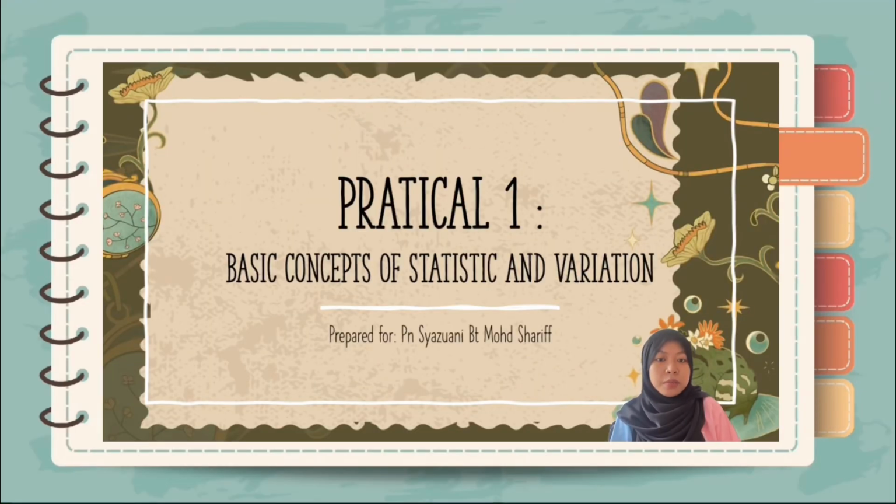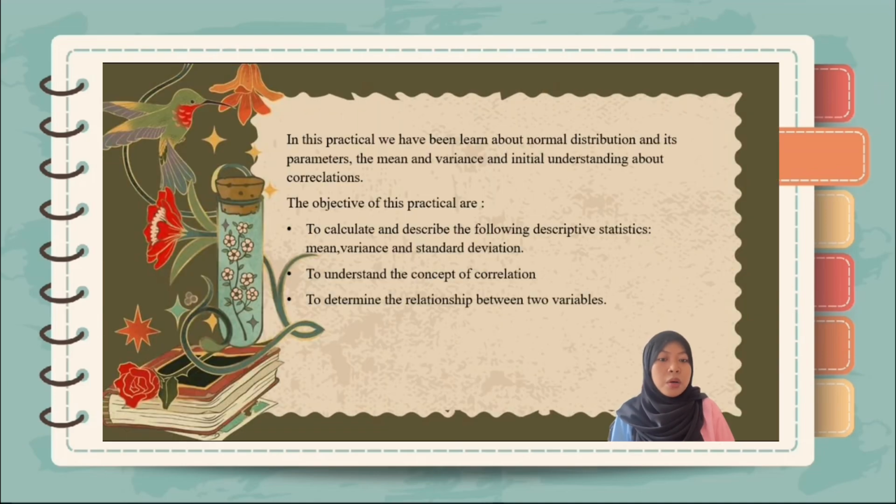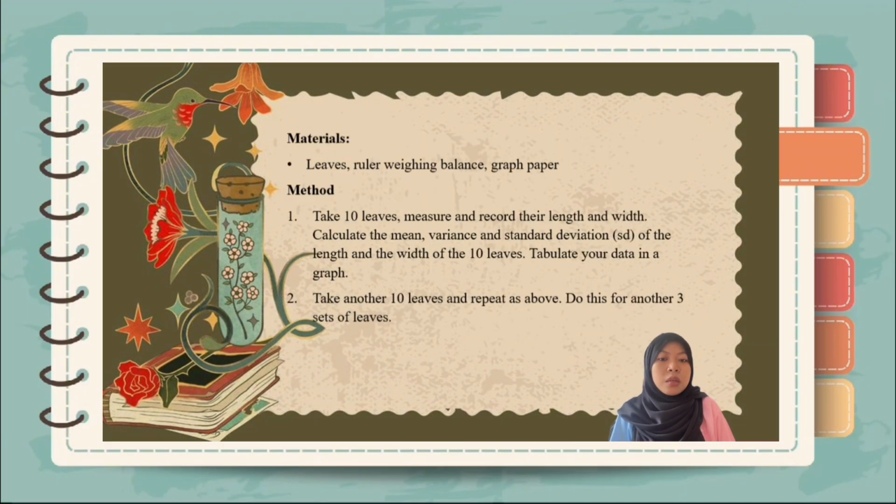Assalamualaikum, my name is Zainol and I will explain about practical 1, which is the basic concept of statistics and variation. In this practical, we have learned about normal distribution and its parameters, the mean and variance, and initial understanding about correlation. So the objectives of this practical are to calculate and describe the following distribution with its mean, variance, and standard deviation. Next, to understand the concept of correlation, and lastly, to determine the relationship between two variables. The materials that we use in this practical are just leaves, ruler, weighing balance, and graph paper.